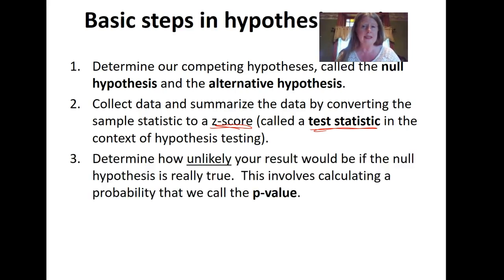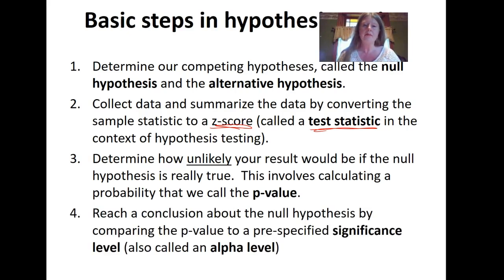Once we have the test statistic, we can use table B to find what's called a p-value. The p-value helps us determine how unlikely our result would be if we assume the null is true. So remember, we start a hypothesis test assuming the null is true, and we're trying to see if our results are likely or unlikely under that assumption. And then we reach a conclusion about the null. We're either going to reject it or we're not going to reject it.